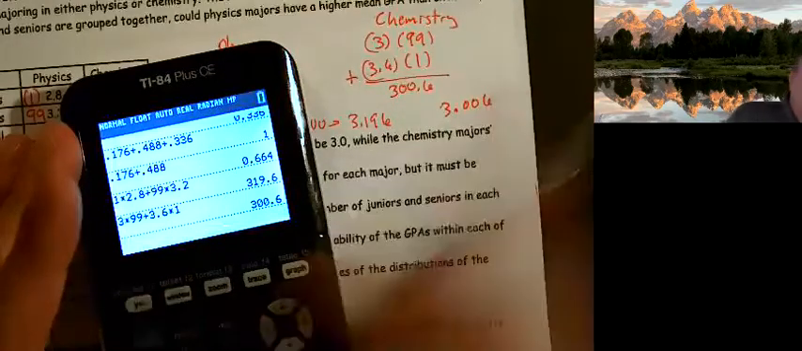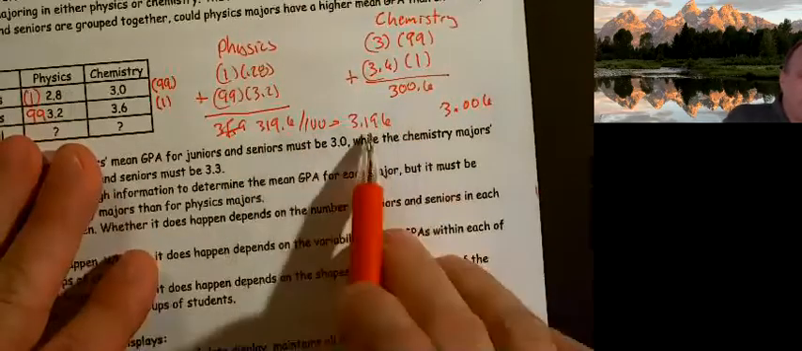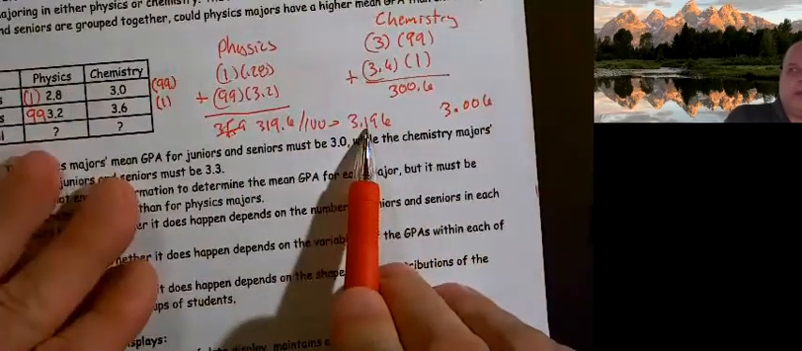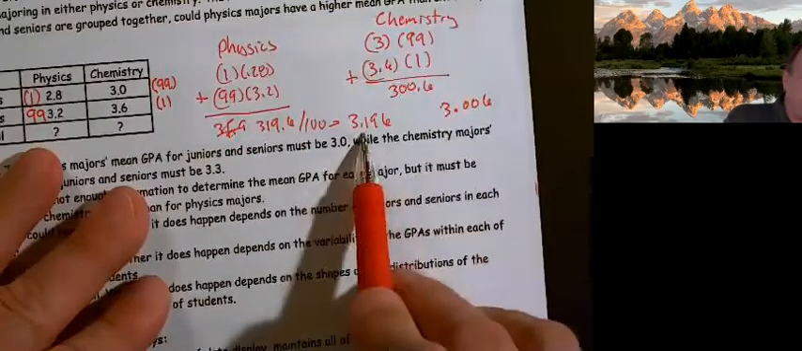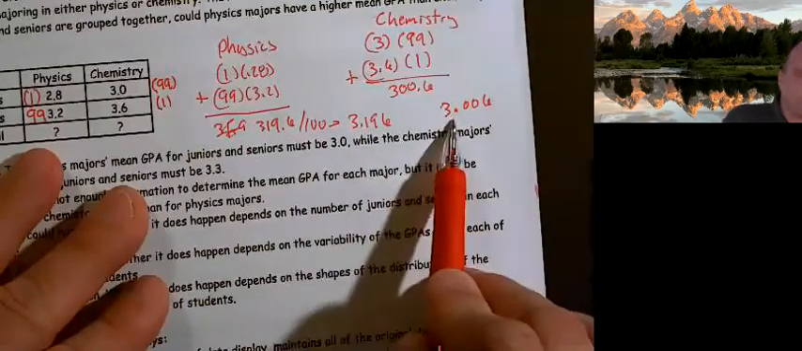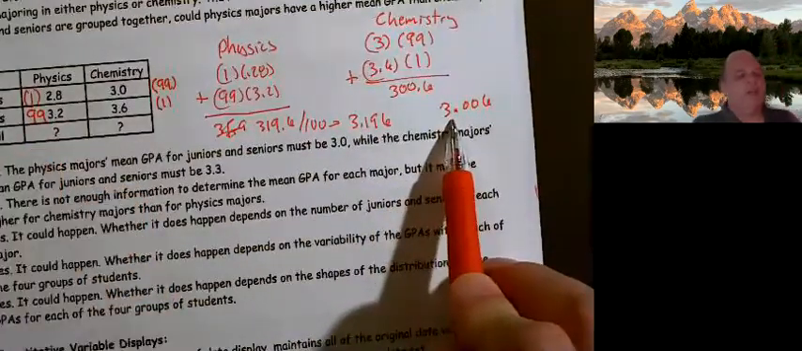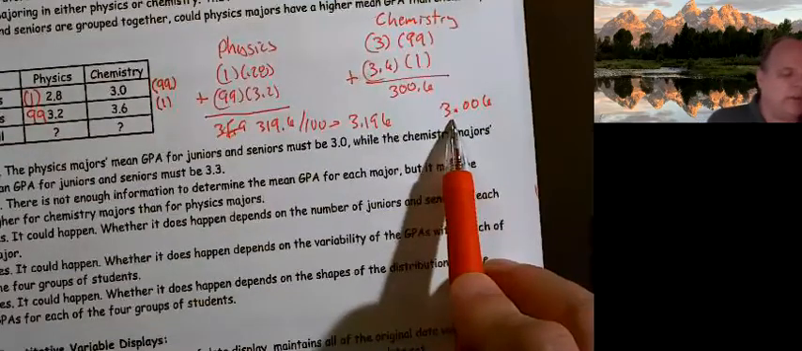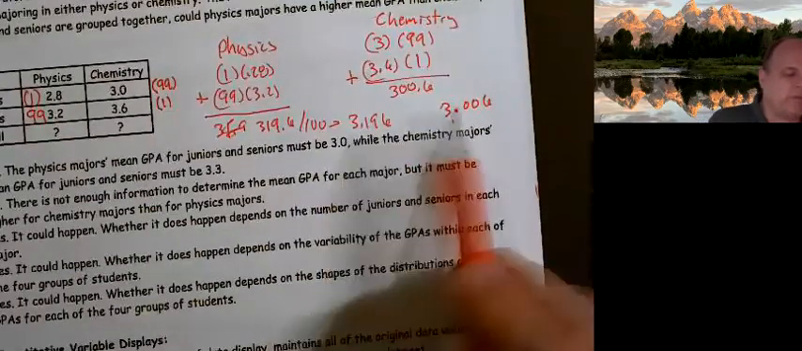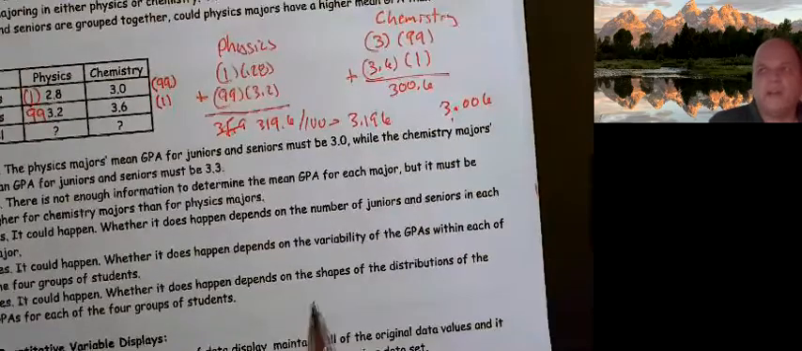And it's like, oh, hey, physics was 3.196. Chemistry was 3.006. It does appear that physics outperformed chemistry. Why did this happen?